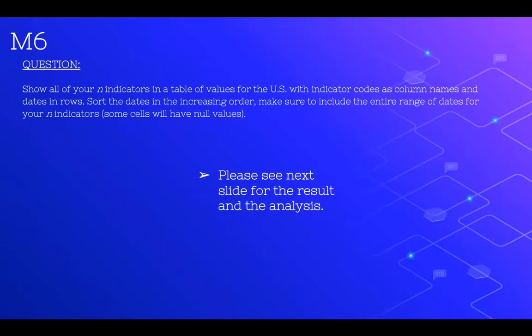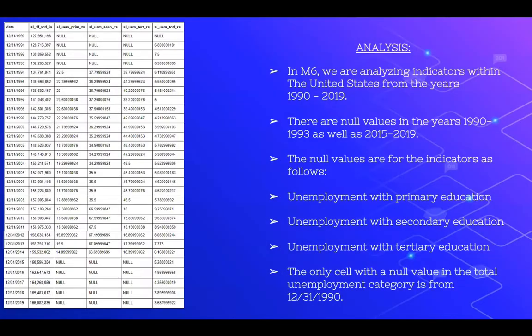For M6, where you ask, show all of your indicators in a table of values for the US with indicator codes as column names and dates in rows. Sort the dates in increasing order and make sure to include the entire range of dates for your indicators. In M6, we're analyzing the indicators within the United States from the years 1990 to 2019. There are null values in the years 1990 to 1993, as well as from 2015 to 2019.